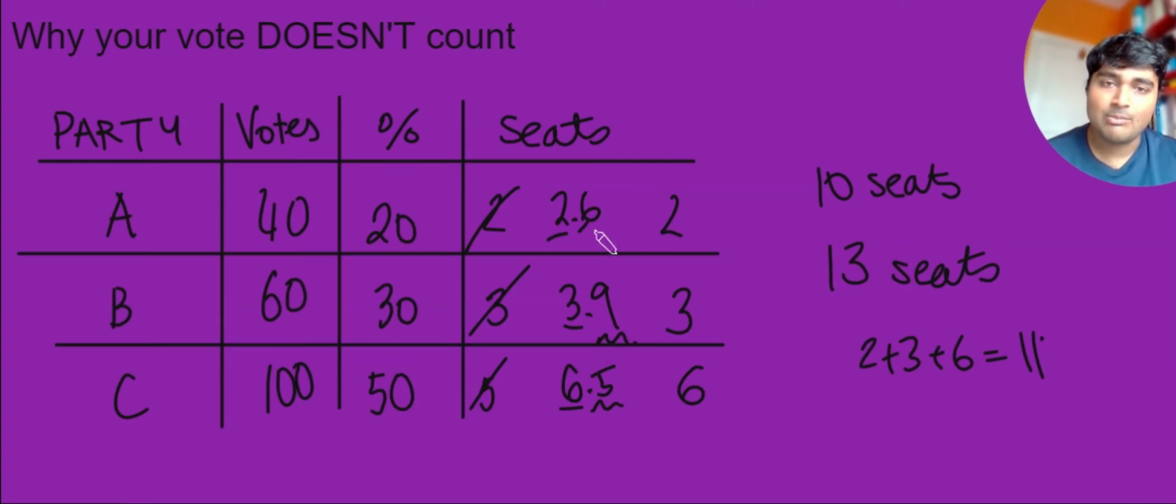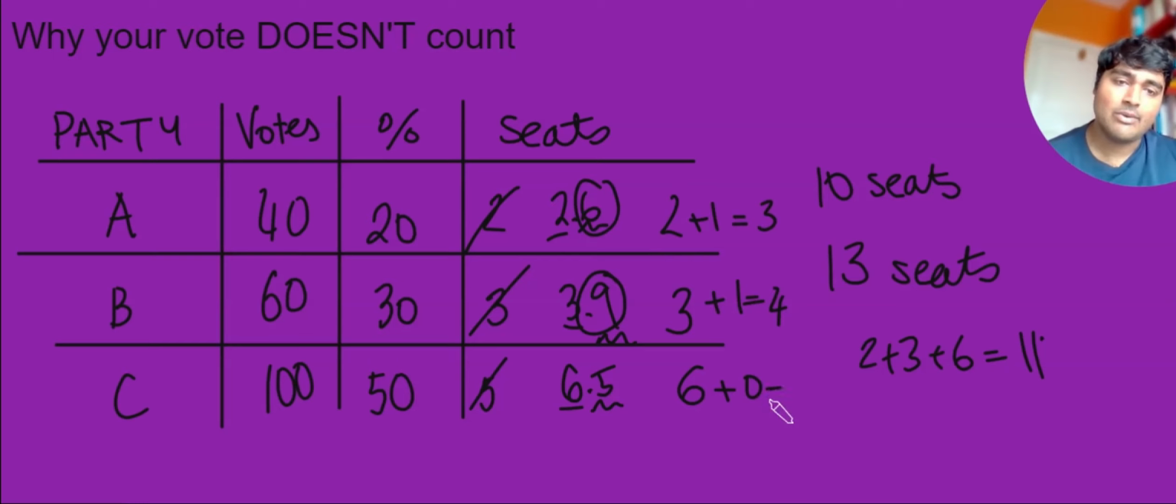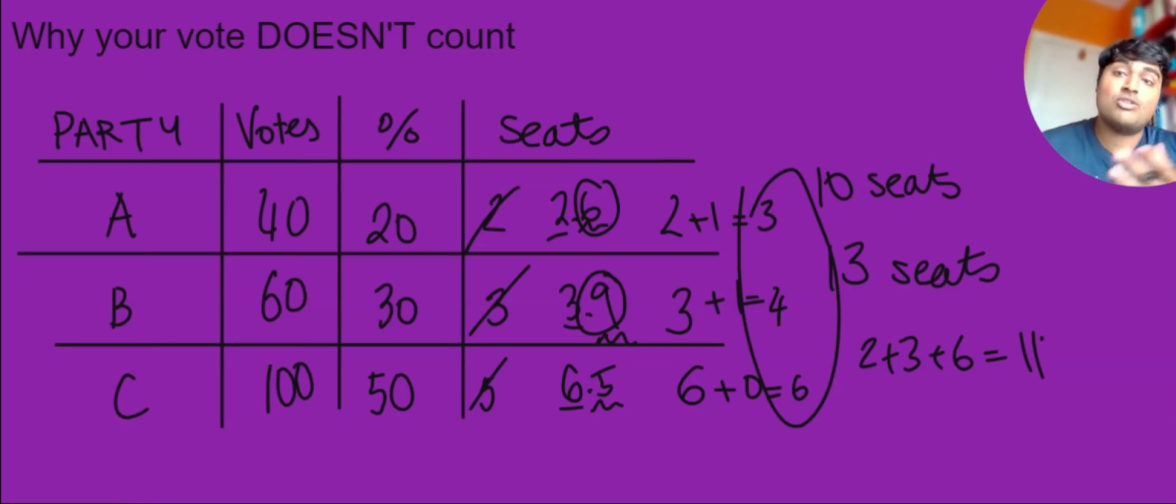We've got 0.9, 0.5, and 0.6. So 0.9 and 0.6 are the biggest, and these two will get the extra seats. So Party A would have 3 seats, Party B 4 seats, and Party C would get 0 extra seats, so it would just stick with 6. And then you get all your 13 seats filled. This seems like a fairly valid way to prescribe the number of seats that each party gets.